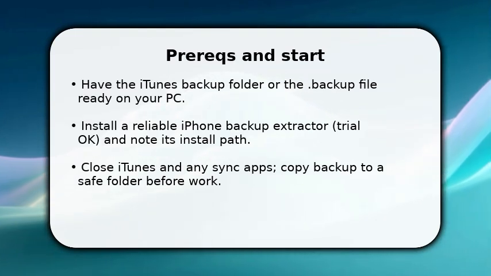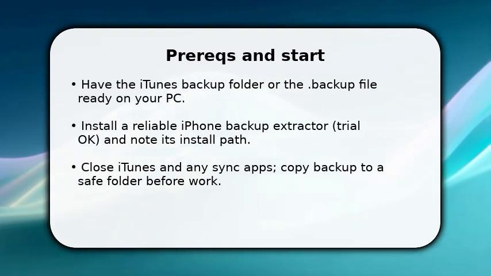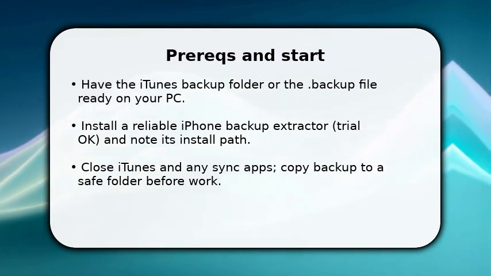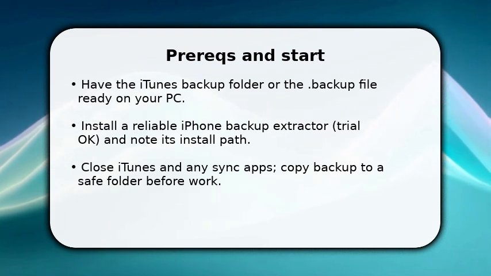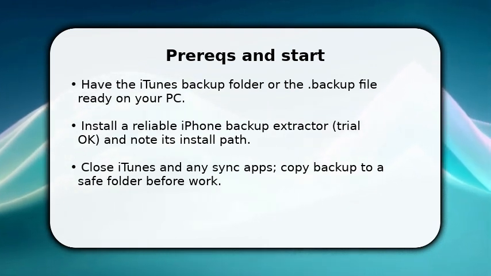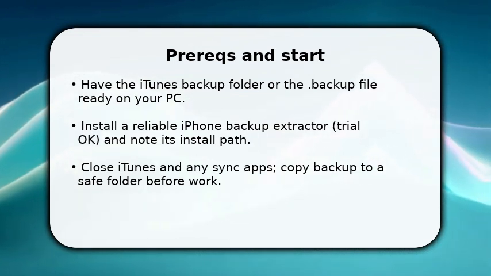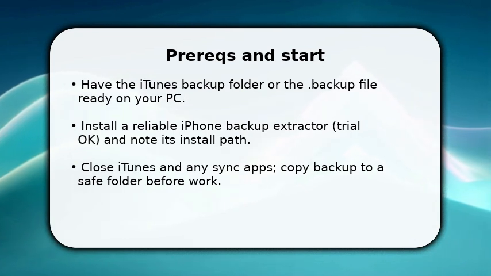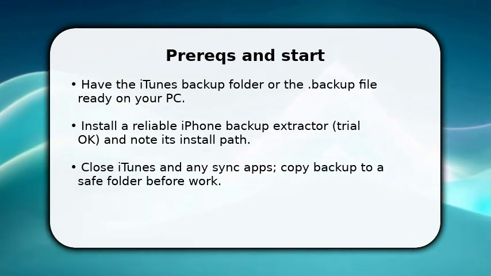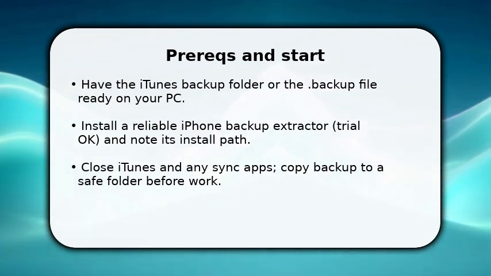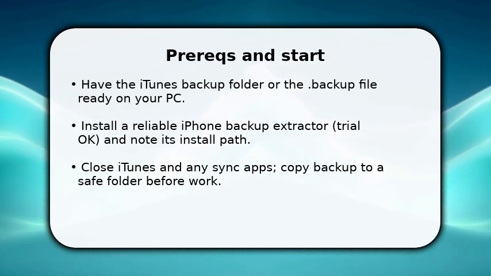Now begin. Open the extractor, then point it to the iTunes backup folder, typically in appdata/roaming/Apple Computer/MobileSync/Backup. Once selected, let the program scan. This locates the encrypted SQLite files and media containers. Make sure to choose the correct backup by date and device name. If the backup is encrypted, prepare your device passcode or Apple ID credentials for decryption before proceeding.